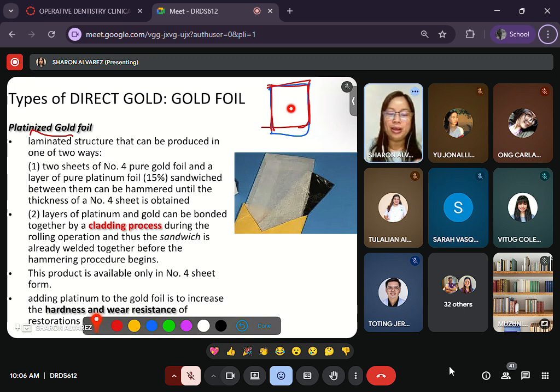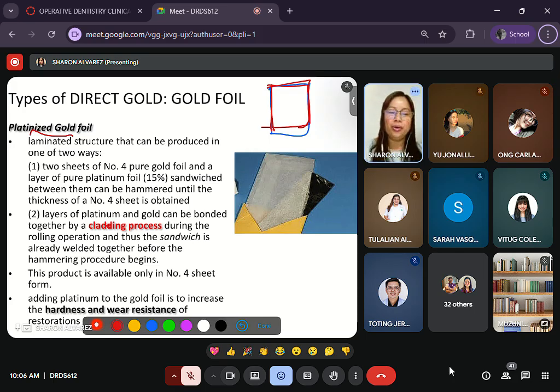Okay, so will gold and platinum combine together? Yes, because the atoms will combine together by means of the cladding process. So during rolling, during hammering, through the cladding process, there will be combination of the platinum and the gold.